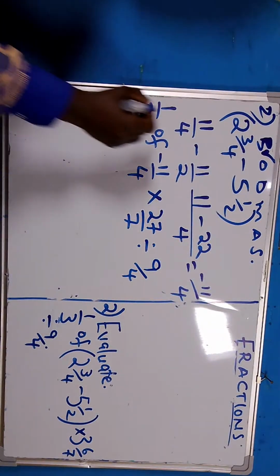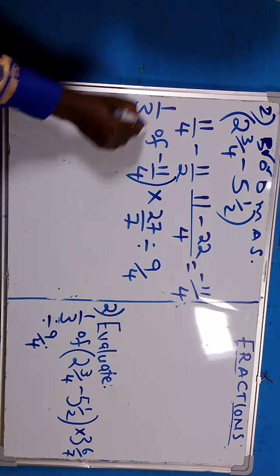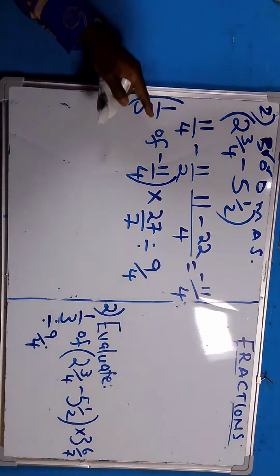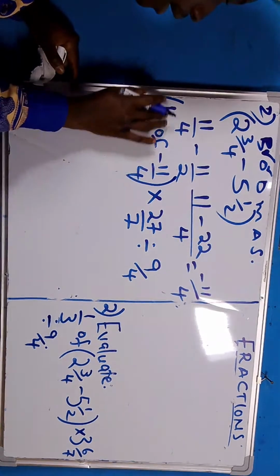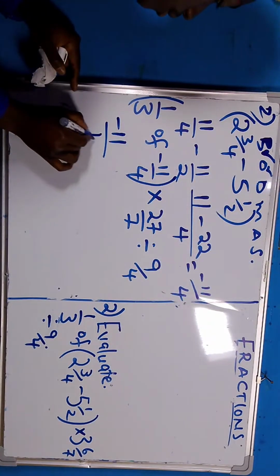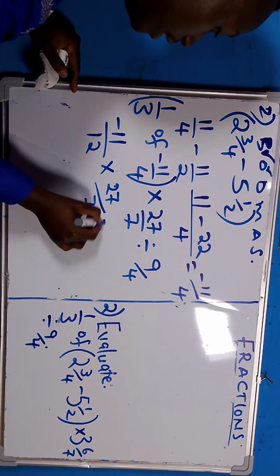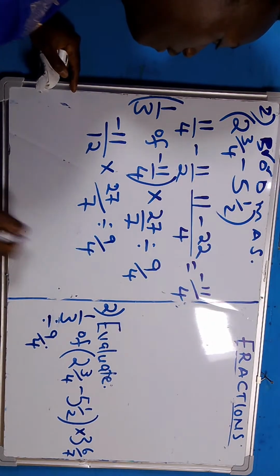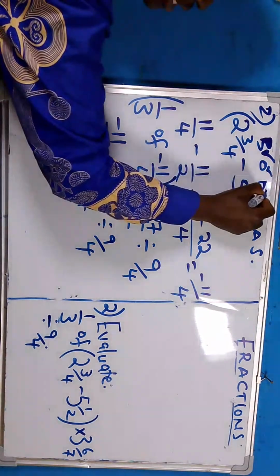So having that, we can apply the second operation, which is of. Of, it is this one and this one. So a third of negative 11 over 4 will be equal to 1 times negative 11 is negative 11 over 3 times 4 is equal to 12, times 27 over 7 divided by 9 over 4. So once we have that, we go to the next operation, which is division.